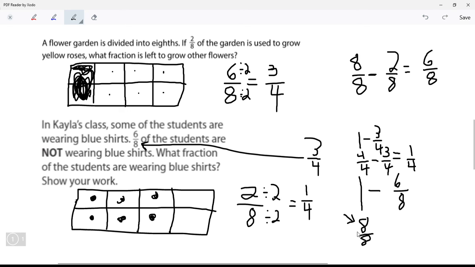So I picked 8/8 just because it's the denominator of what I'm subtracting from. That's how I got 8/8. If it was a different denominator, I would have picked a different fraction equivalent to 1, as we can see up here with these 4/4. So 8/8 minus 6/8 equals 2/8, which, as we showed before, equals 1/4. So hopefully that was helpful.